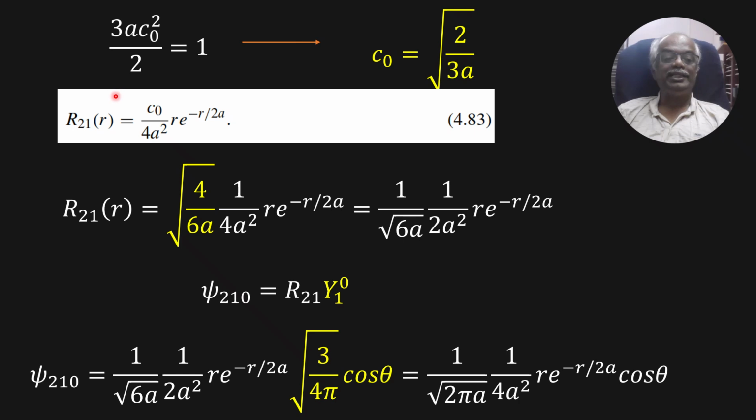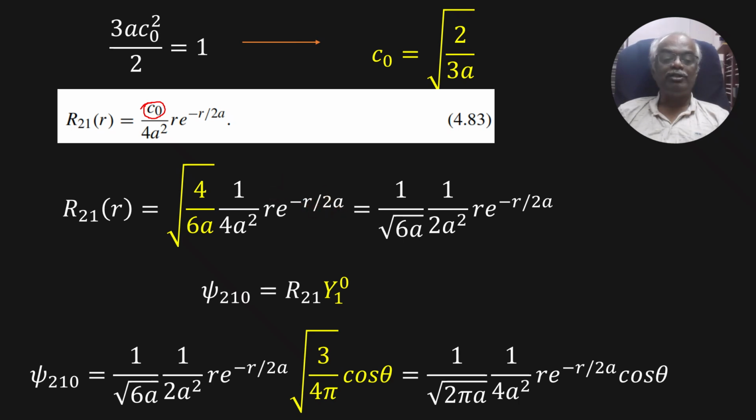So we know the wave function R21, as given in the problem, is c naught over 4a squared, r e power minus r over 2a. Here you replace c naught. c naught is the square root of 2 over 3a. Here I am multiplying and dividing by 2, so this will become 4 over 6a, and here 1 over 4a squared, r e power minus r over 2a.